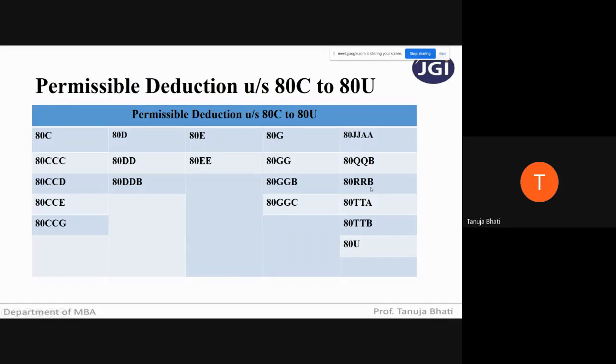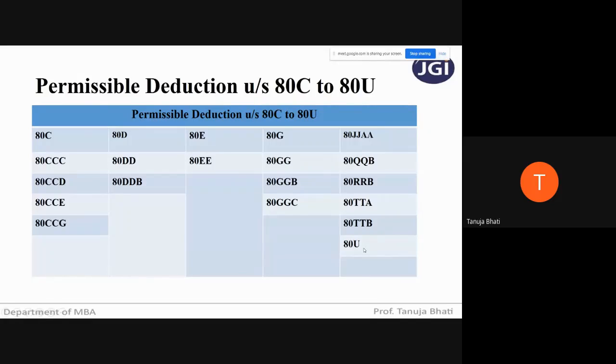So royalty on patents. If he's earning income by way of royalty on patents, the whole of such income or 3 lakh, whichever is less, is going to be given as a deduction. 80TTA is given to an individual or HUF, other than a senior citizen, for interest on deposits in a savings account. So the deduction given is a maximum of 10,000. 80TTB is given for a senior citizen, where interest on deposits is covered, both fixed and savings account deposits, and the maximum deduction is rupees 50,000.